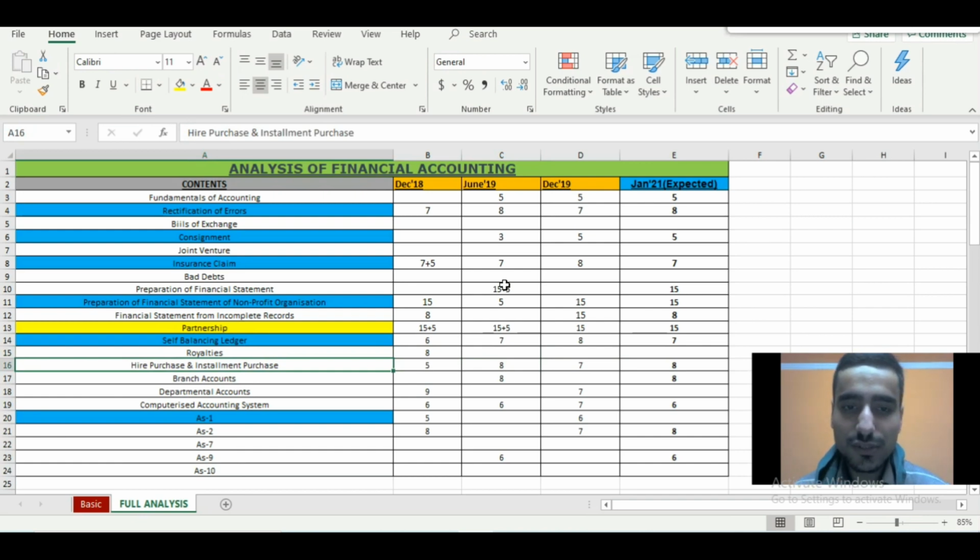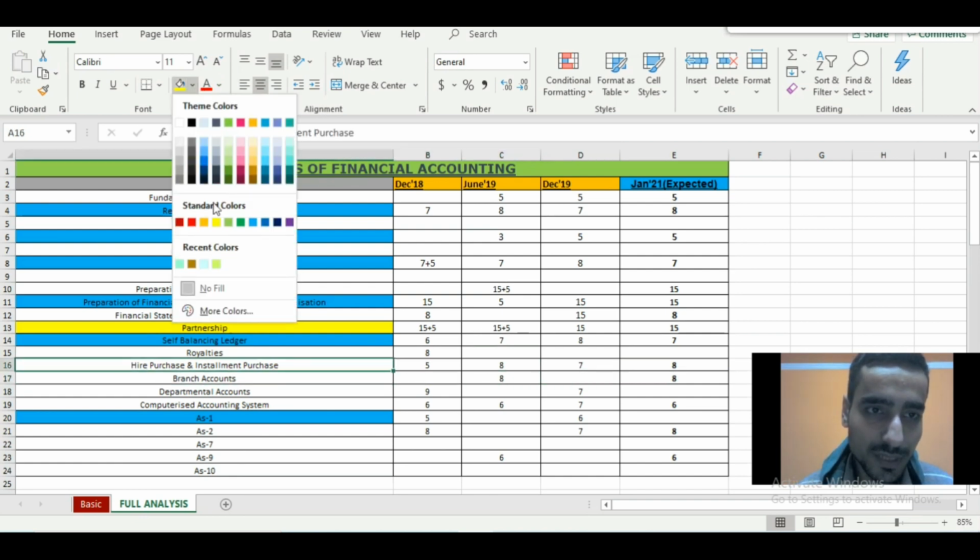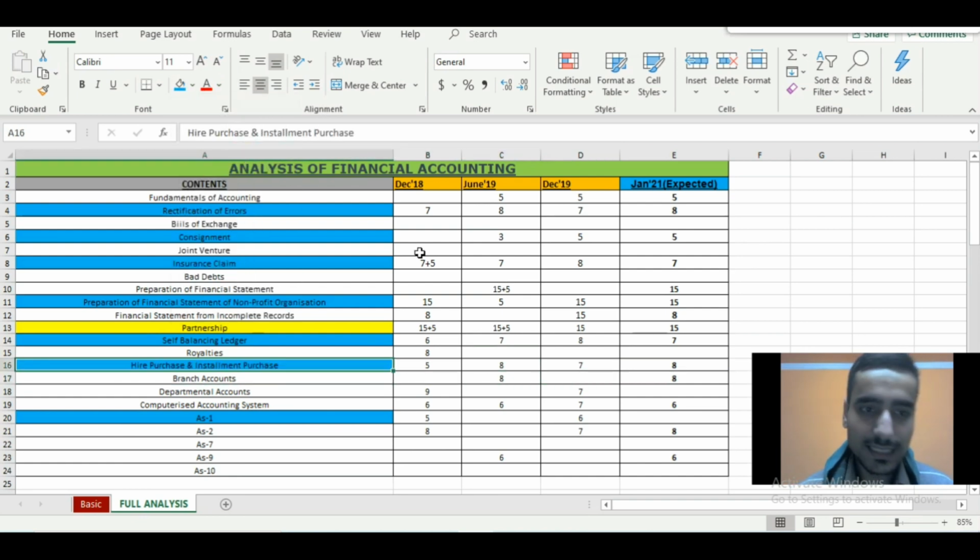Coming to hire purchase and installment purchase, you can see it has been asked for 5 marks in December 18, then in June 19 it has been asked for 8 marks. In December 19 it has been asked for 7 marks. So there was always a question of hire purchase. So this time there will be a question for hire purchase as well, what I think. This is just an estimation which will help you in recognizing the important topics. So I will suggest you to prepare hire purchase also nicely.